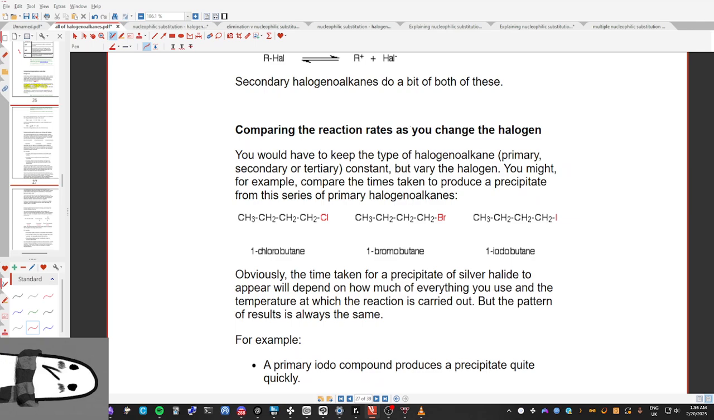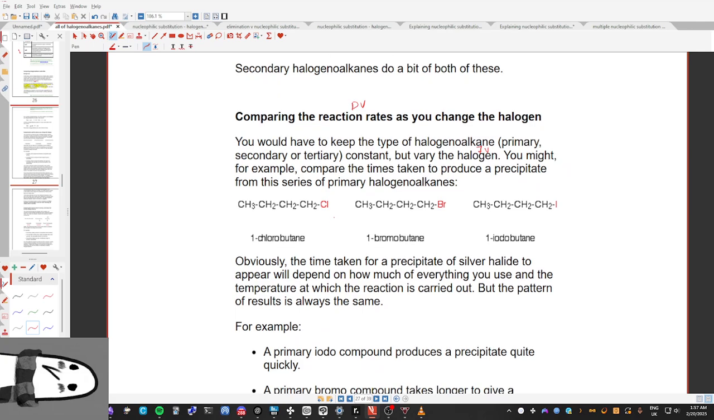Compare the reaction rates as you change the halogen. So now we have to keep the same type but vary the halogen. This time, the halogen is going to be your independent variable, and the time taken, judging by the reaction rate, is going to be your dependent variable, and you would have to keep the type of halogenoalkane constant but vary the halogen. You might, for example, compare the times to produce a precipitate from the series of primary halogenoalkanes.